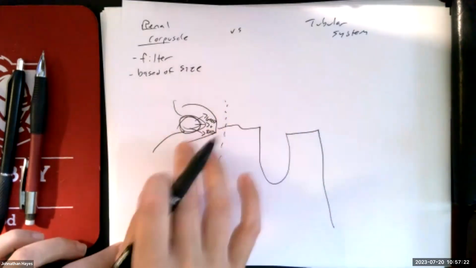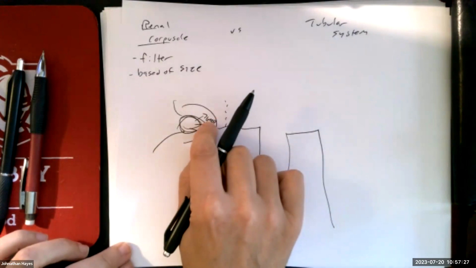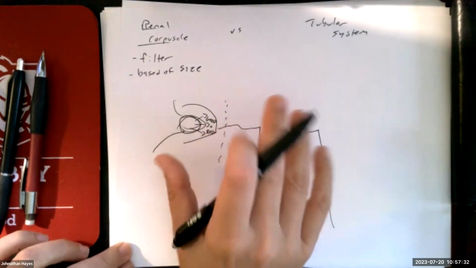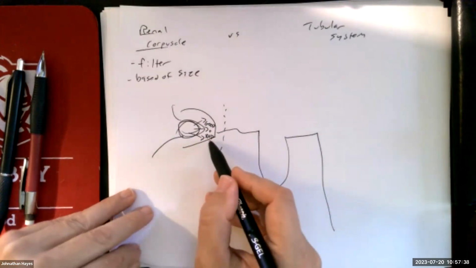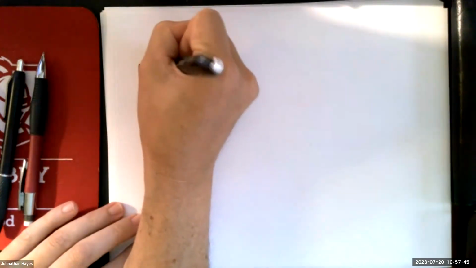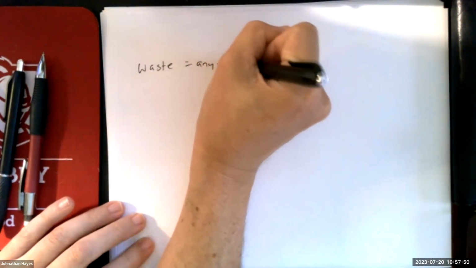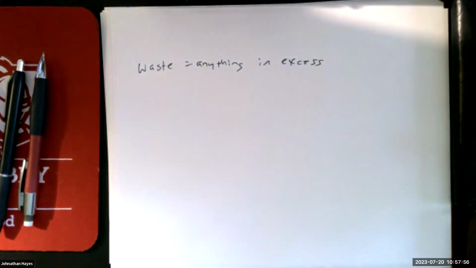But here's where we're going to come back and talk about waste real quick. Before we get into why we filtered out good and bad when we should have just gotten rid of bad, there's a reason for that. We need to talk about the word waste. Because bad is the type of waste we're trying to get rid of, but waste will vary depending on the state of the body. So waste, when we're dealing with the urinary system, is anything that is in excess. Anything excessive is considered waste to the urinary system.